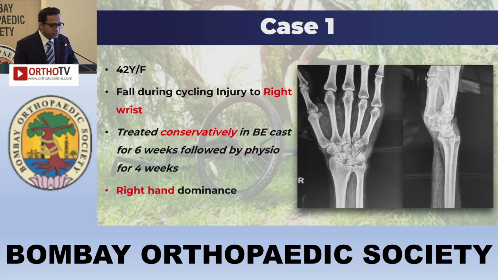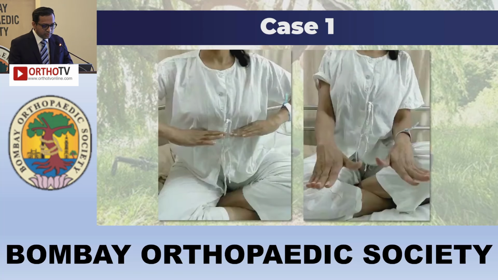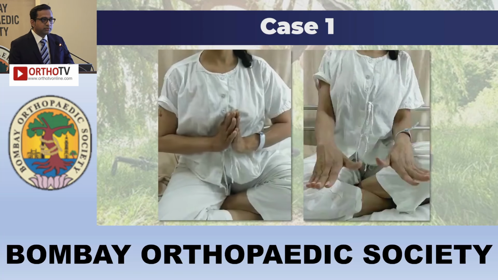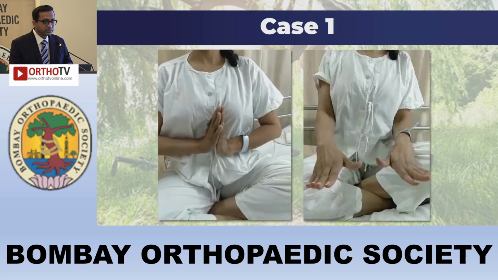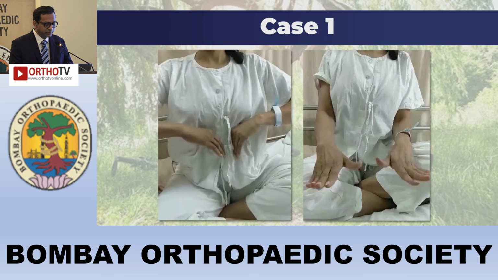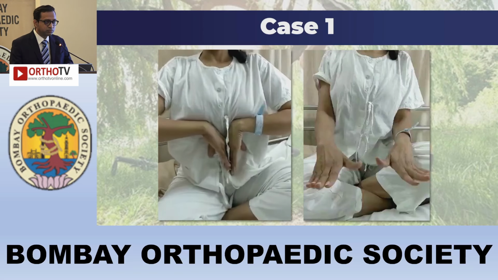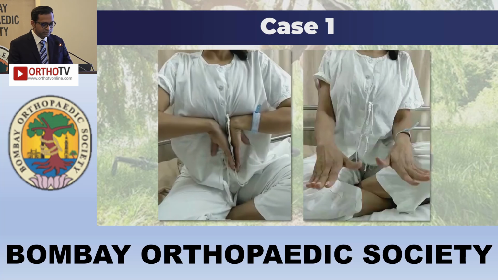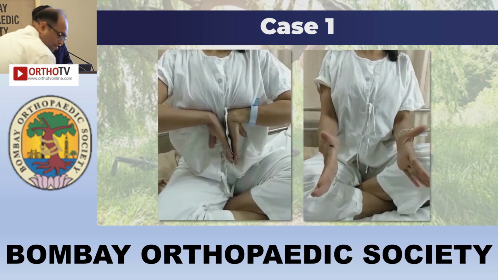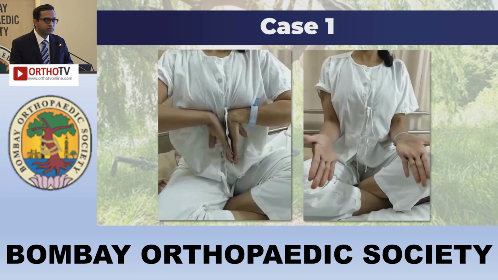So this is a young female patient who was treated with a plaster cast for 6 weeks, below elbow cast, and then again went for physio. She is an enthusiast cyclist and right hand dominant. She has good flexion, extension. Grip is also okay. But her problem is restriction of supination.